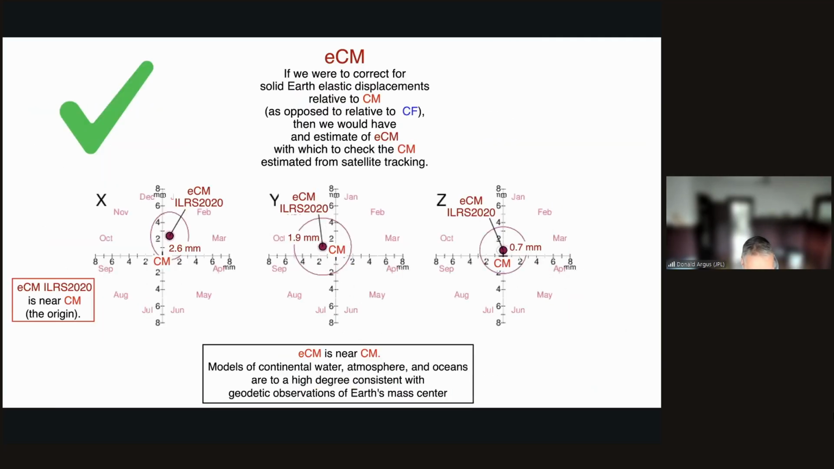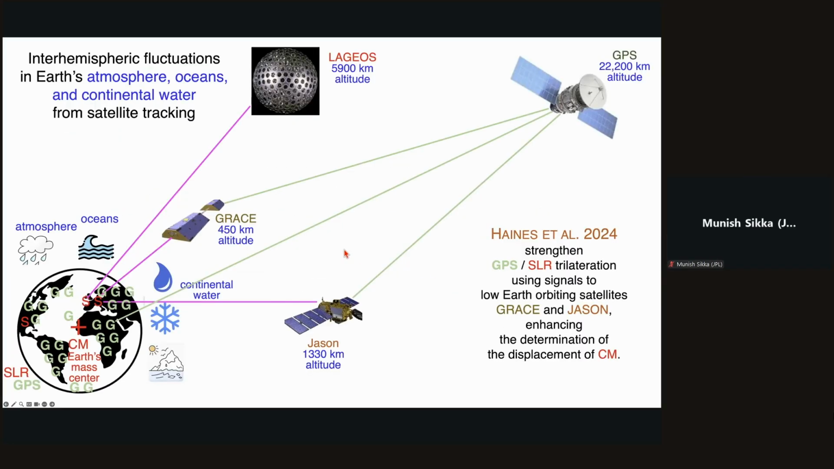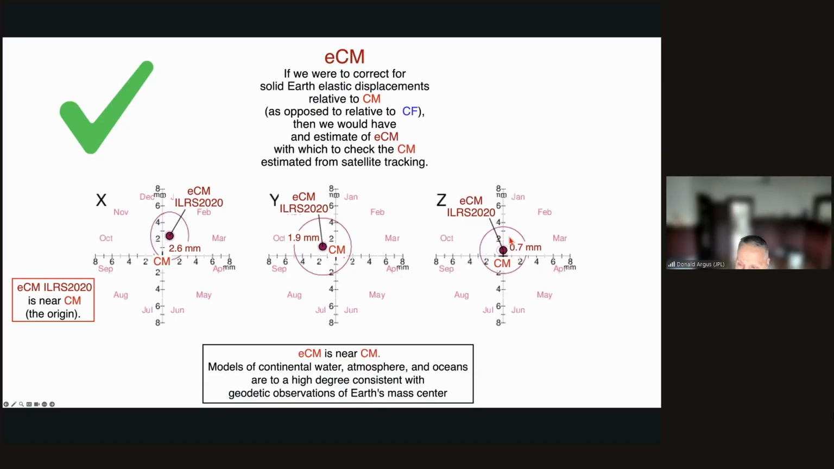The three key points are, if we were to correct for elastic response relative to CM, we would attain an estimate of ECM relative to CM with which to check the CM estimated from satellite tracking. From SLR, we find these estimates to be 3, 2, and 1 millimeter. That's the level of accuracy of the estimate of CM from SLR. We conclude models of continental water, atmosphere, and oceans are to a high degree consistent with geodetic observations of Earth's mass center.